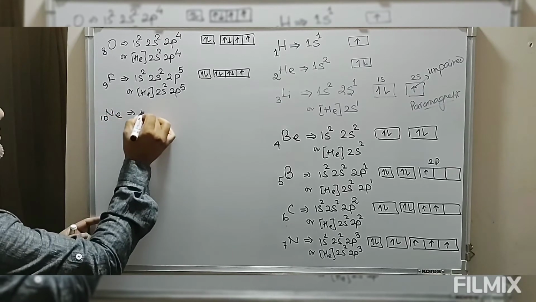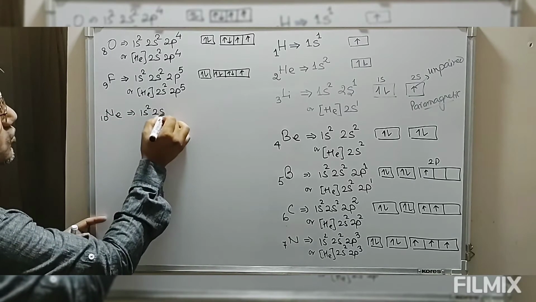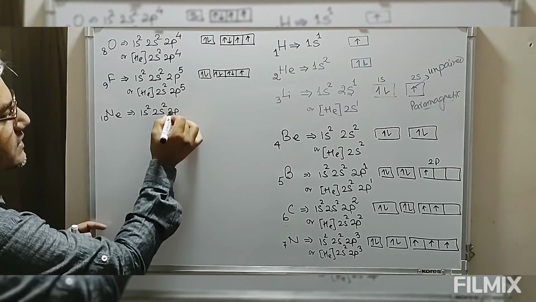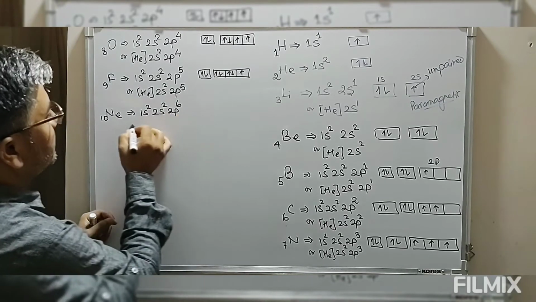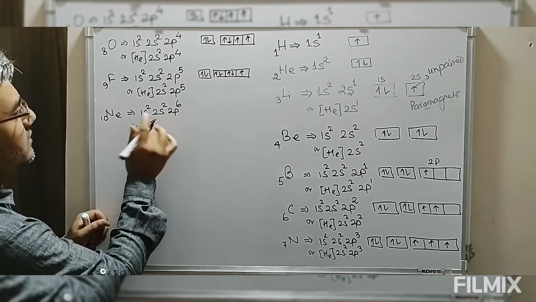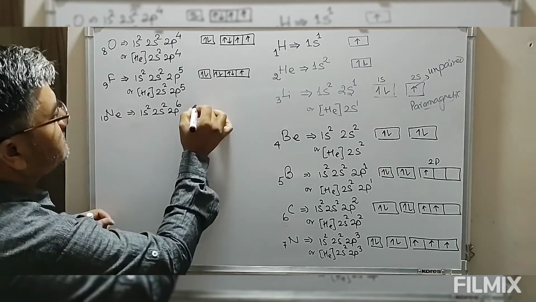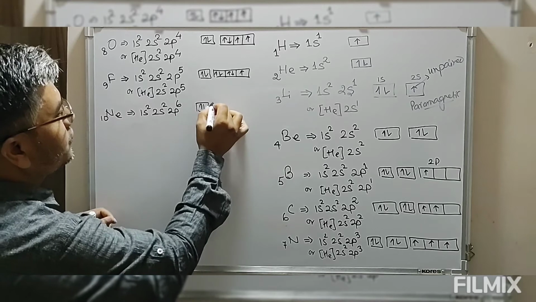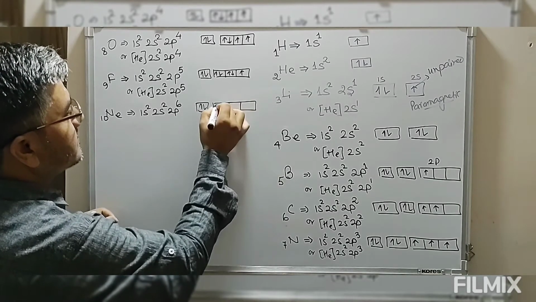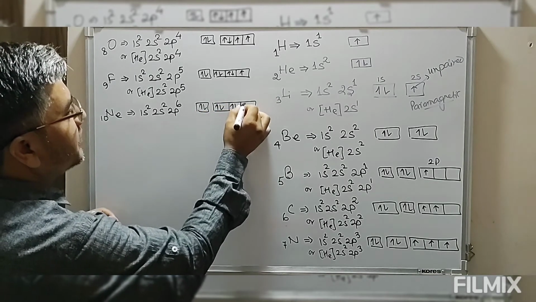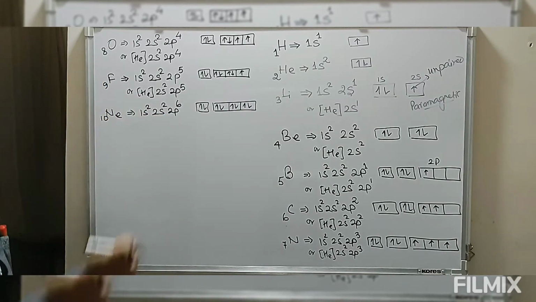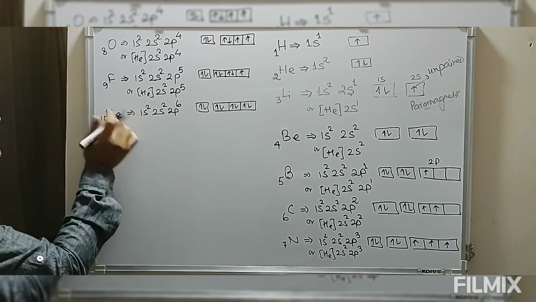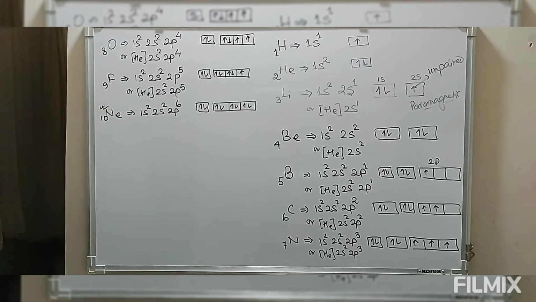Then neon, atomic number 10, we have the configuration 1s2, 2s2, 2p6. The 10th electron should also be placed in 2p. Now look at this, 2p has got completely filled. This is 2s2, this is 2p6. So 2p is completely filled, and this is again a noble gas.